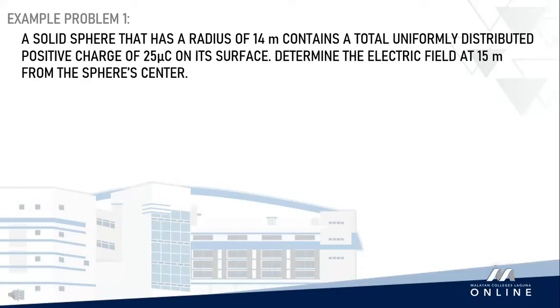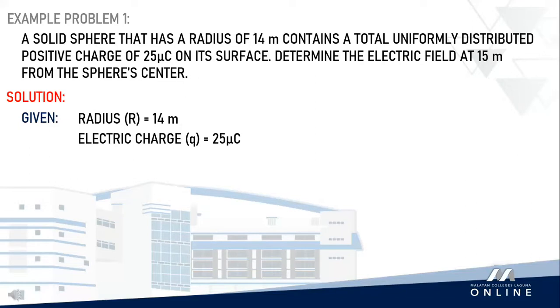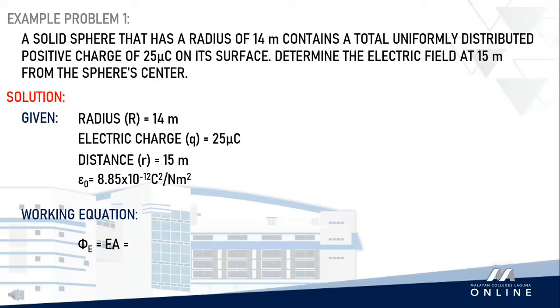center. In this problem again, the radius of the sphere, the electric charge of the sphere, and the distance from the center are given. The permittivity of free space is also constant with a value of 8.85 times 10 raised to negative 12 coulomb square over Newton meter square. Let us write the working equation. Phi sub E is equal to E times A, which is equal to Q over epsilon sub 0.